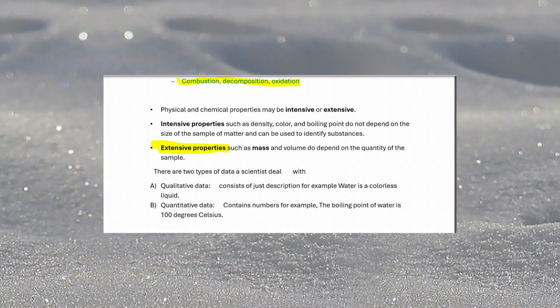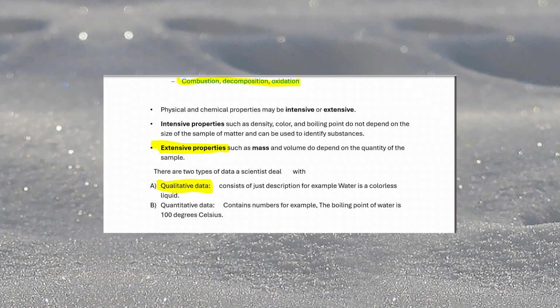Qualitative data is the data which is just a description, a statement. For example, water is a colorless liquid. Sky is blue. Mercury is liquid at room temperature. Sodium and calcium are active metals. That type of information is considered as qualitative data.